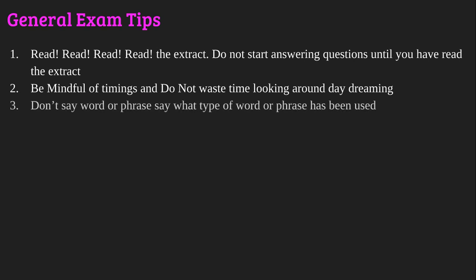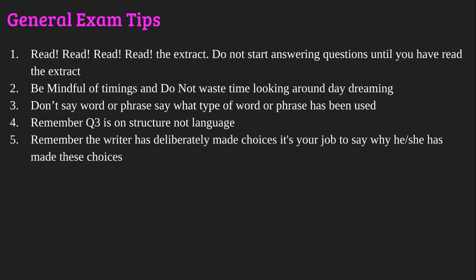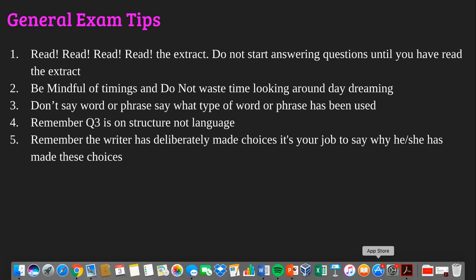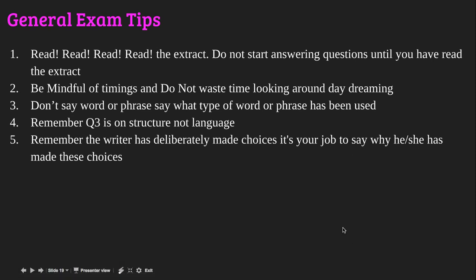Question 3, as we mentioned on question 2, don't say "word or phrase". Say what type of word or phrase has been used in the writing. Remember that question 3 is on structure, not language, so don't talk about language features in that one, as we mentioned earlier. Remember, the writer has deliberately made choices, and it's your job to say why he or she has made those choices. That's the key thing to be doing in our language analysis, our structural analysis, and our evaluation: to say why he or she has made those choices.